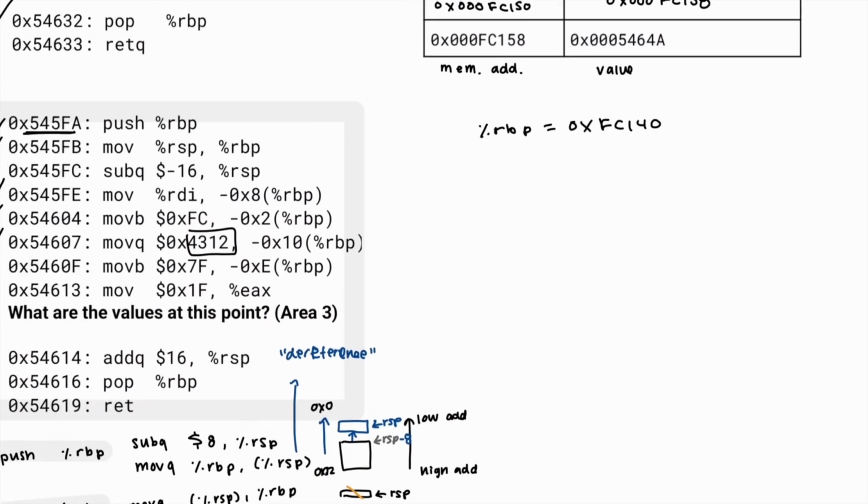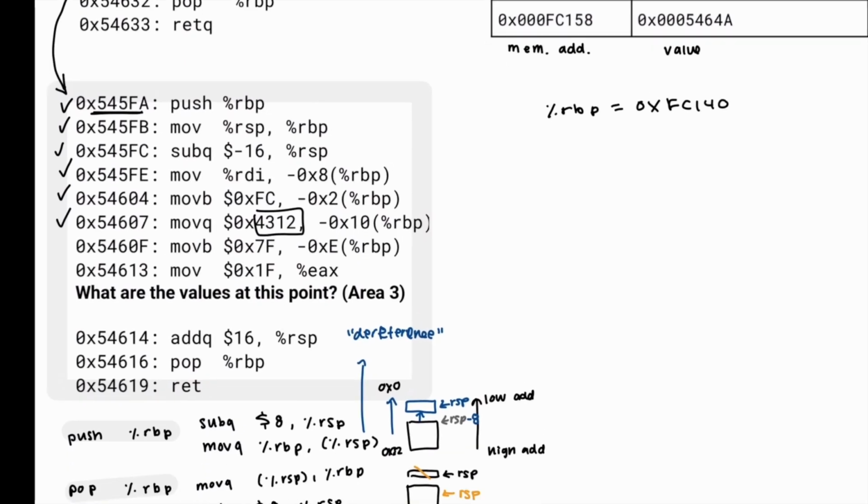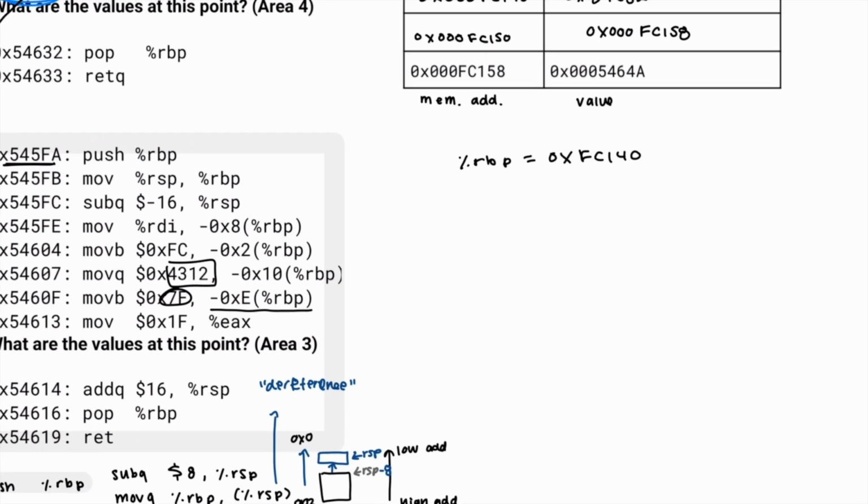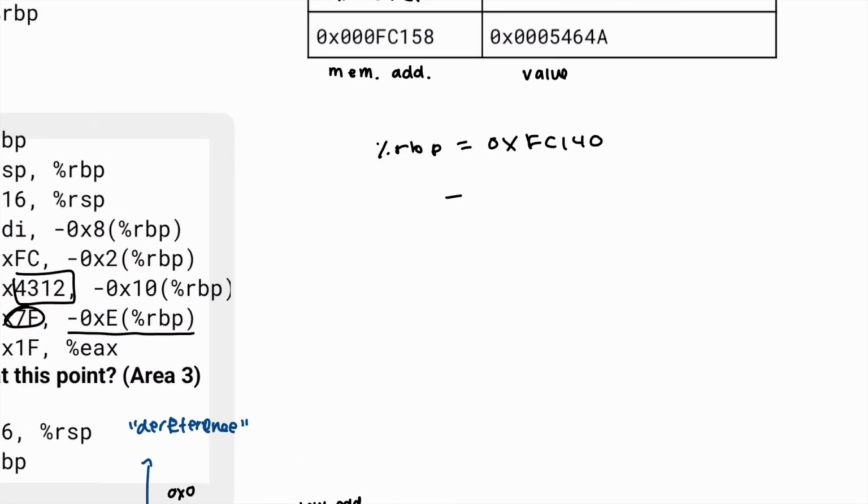Okay, now our next step is that we're going to move a byte 7f into -0xe RBP. All right, now let's go find that address. 0x0000e. We can't do 0 minus e, so we borrow 1 from 4. This becomes 16. 16 minus e, which is 14, becomes 2. So we get 32. We have 1, c, and f.